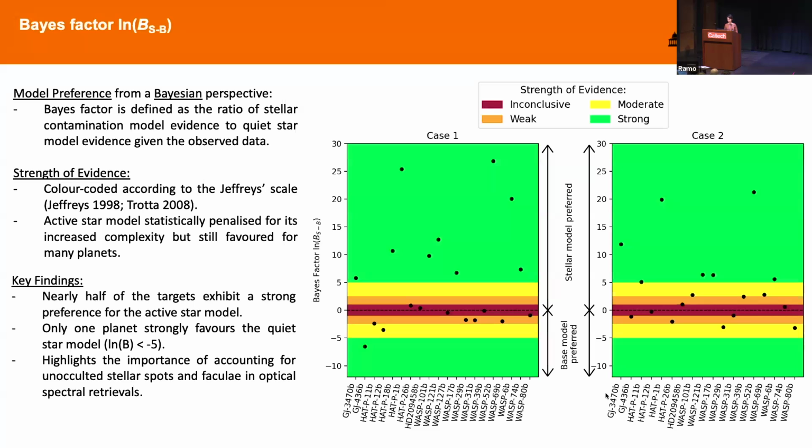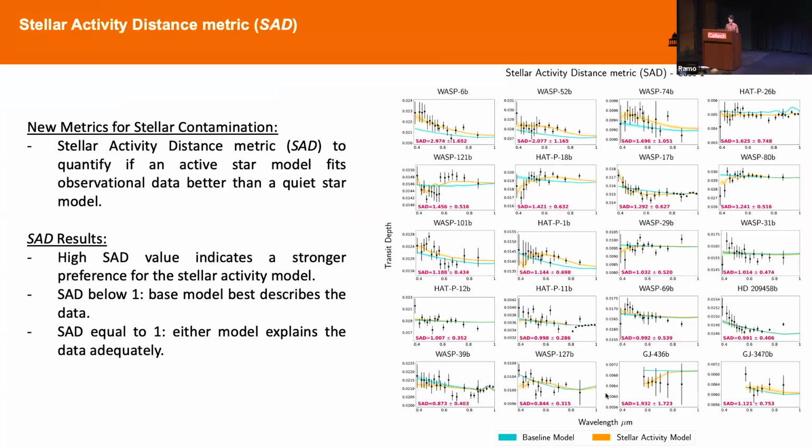So by putting together all these results for the different planets, we see that nearly half of the targets exhibit a strong preference for the active star model. Even though this is statistically penalized because it has 4 more parameters in the model compared to the quiet star model. The second metric that we developed and we used in this study is called the stellar activity distance metric, which we use to quantify if an active star model fits the observational data better than a quiet star model.